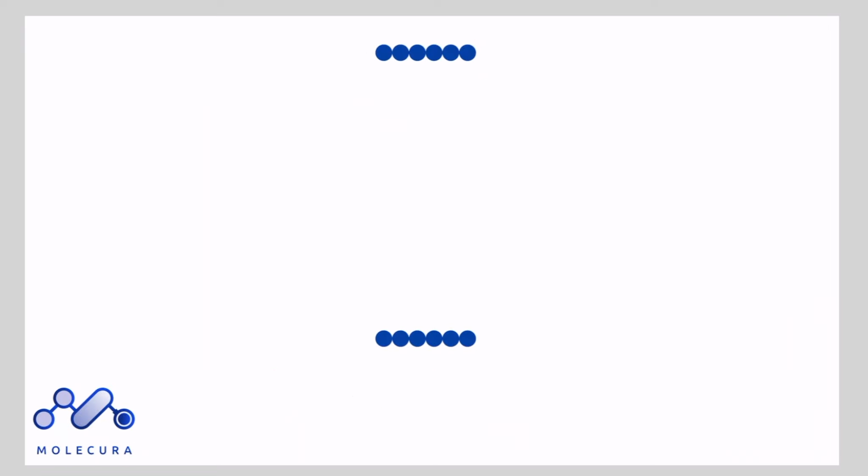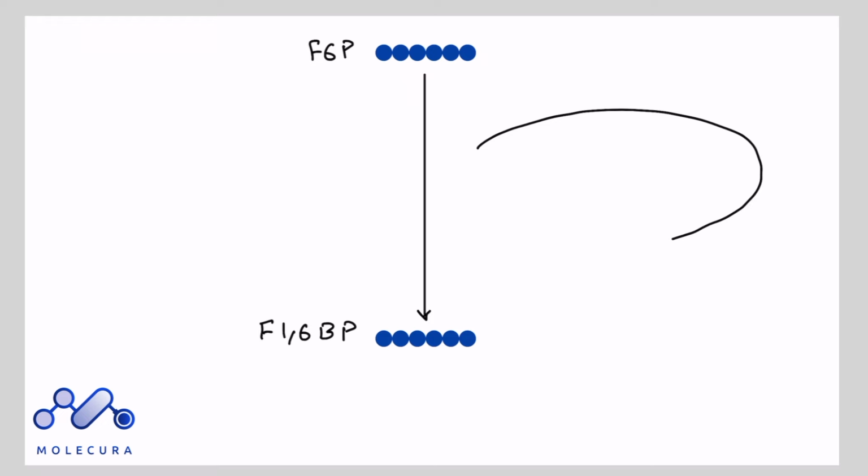Here we have our fructose 6-phosphate, and our fructose 6-phosphate is getting converted into fructose 1,6-bisphosphate, and this is happening through the action of PFK. And let's try to draw our PFK here. This is our enzyme, which is called PFK.